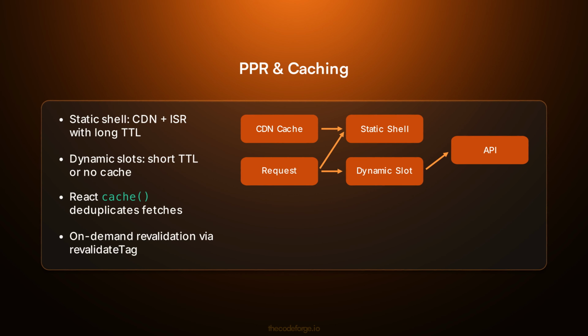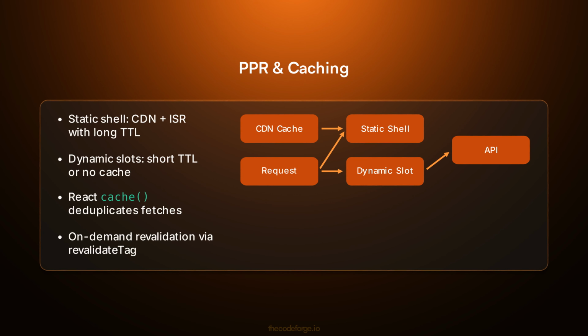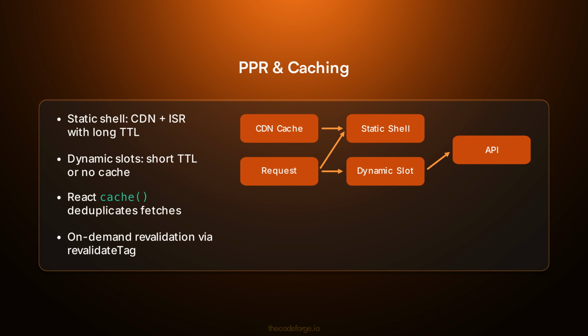PPR and caching are complementary. The static shell is cached at the content delivery network with ISR. Dynamic slots can have short TTLs. React Cache deduplicates fetches within a request. Use revalidate tag for on-demand invalidation.